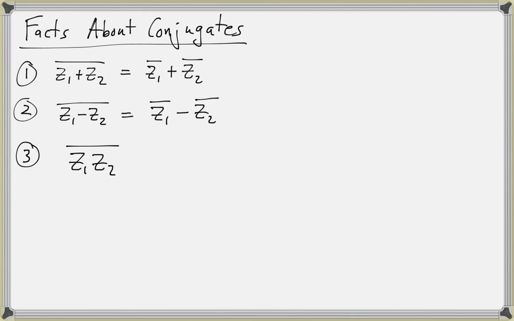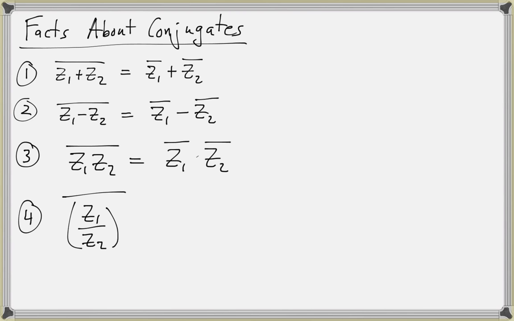Next, the conjugate of a product is the product of the conjugates, z1 conjugate times z2 conjugate. And likewise for division, if I want to take the conjugate of a fraction z1 over z2, that is equal to the conjugate of z1 divided by the conjugate of z2.